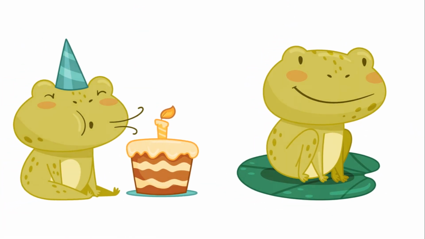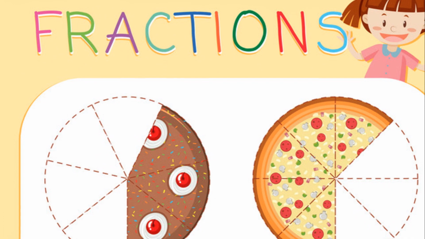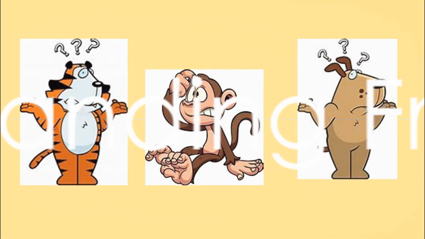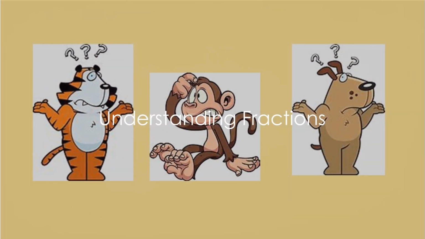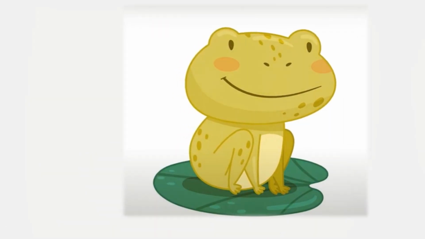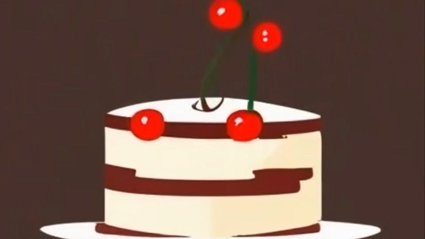Froggy, the wisest among them, said, "We need to split this cake into fractions." The animals looked puzzled. "Fractions?" they echoed. Froggy, with a smile, began to explain.